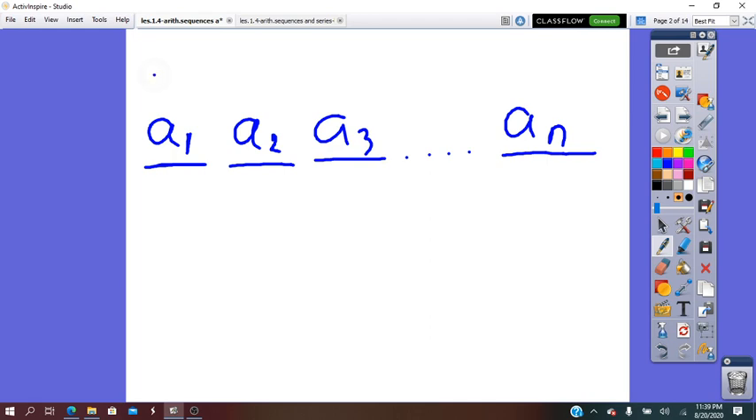So A1 is the first term. A2 is the second term. A3 is the third term. AN is the nth term.